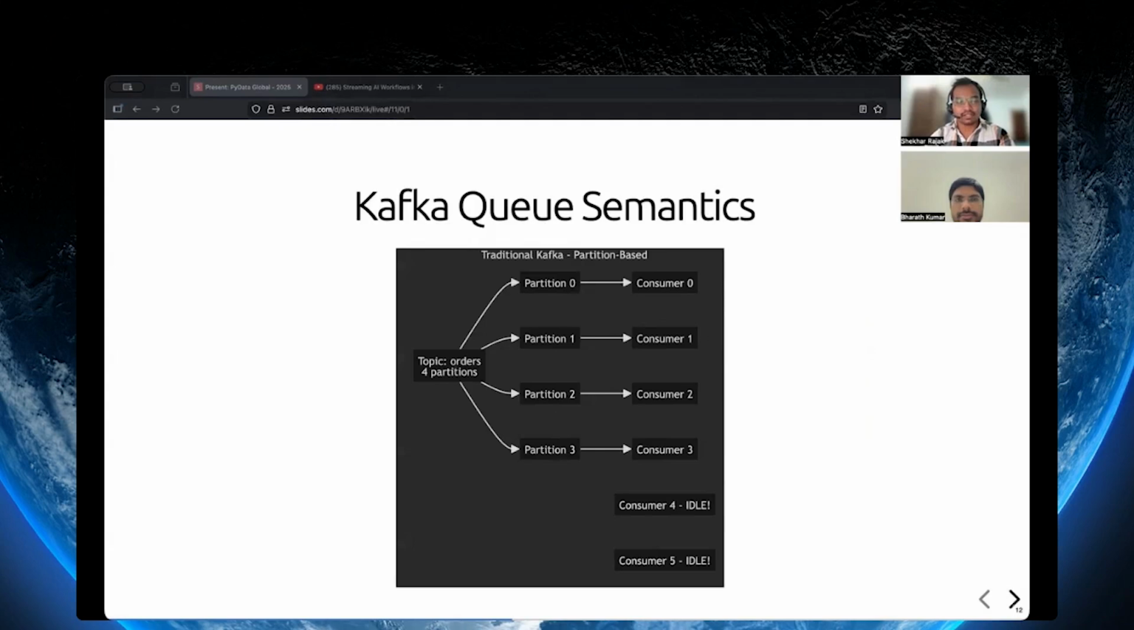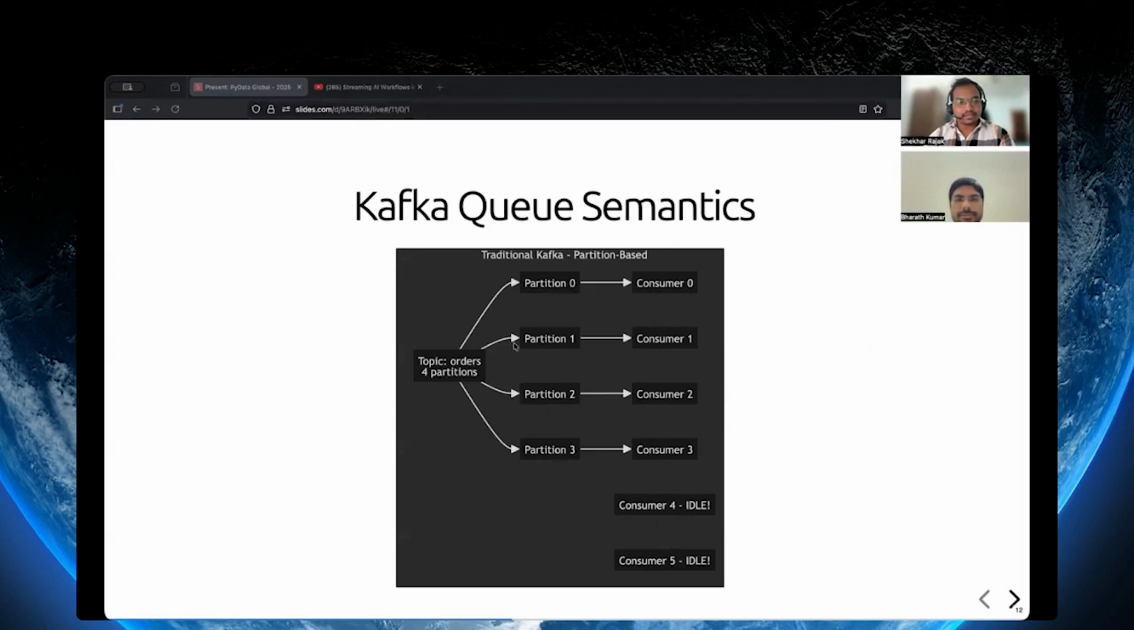So one worker has one consumer, and that consumer reads from one partition. This is a one partition, one consumer mapping. And if we have more consumers than partitions, then those consumers will sit idle. That is one trade-off in the current Kafka world.